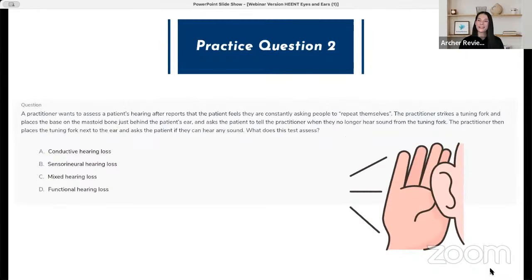So let's do another one before we say goodbye today. A practitioner wants to assess a patient's hearing. The patient reports they feel they are constantly asking people to repeat themselves, something else we commonly see in primary care. They strike a tuning fork and place it on the mastoid bone, so that should be giving it away for you here, and ask the patient to tell the practitioner when they no longer hear the sound from the tuning fork. Then they place the tuning fork next to the ear, so they pull it away and ask the patient if they can hear any sound. What type of hearing loss are we looking for here?